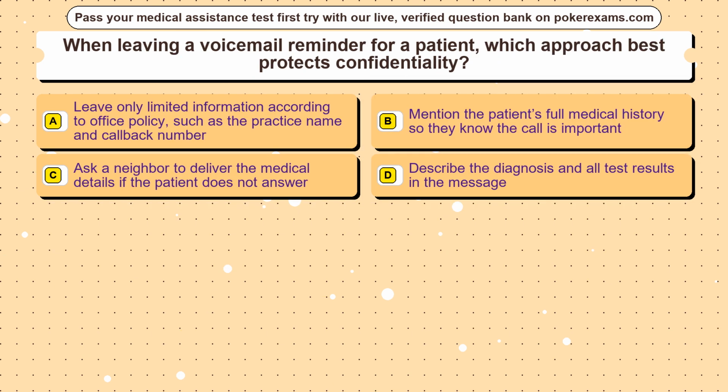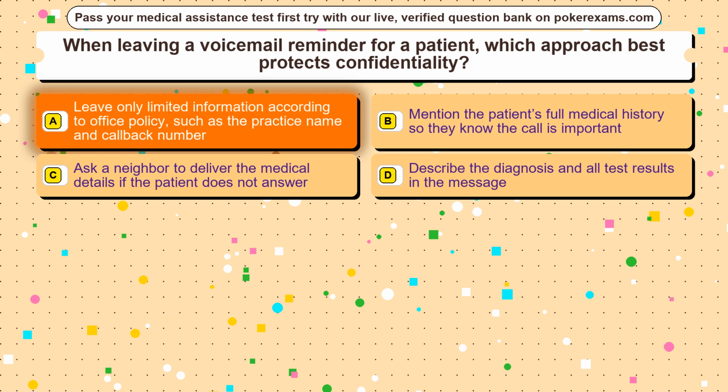Question 4. When leaving a voicemail reminder for a patient, which approach best protects confidentiality? Option A. Leave only limited information according to office policy, such as the practice name and callback number. Option B. Mention the patient's full medical history so they know the call is important. Option C. Ask a neighbor to deliver the medical details if the patient does not answer. Option D. Describe the diagnosis and all test results in the message.